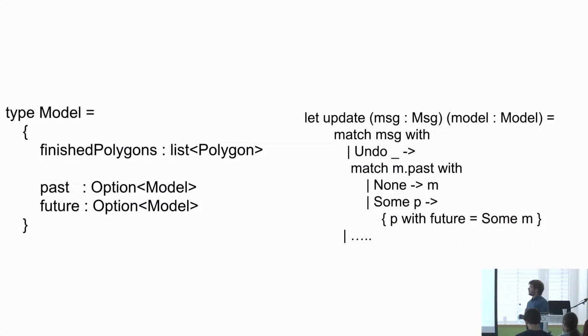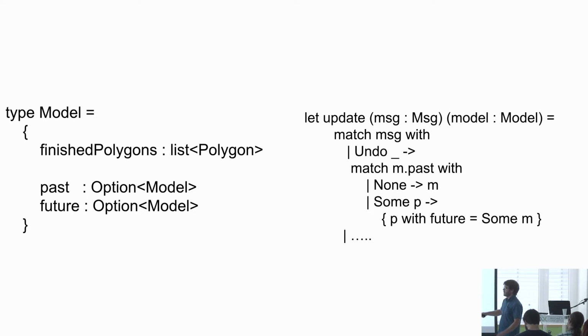What if we look at, for example, what do we get of this? If we have a model for a modeling tool where we model polygons, then we have polygons we just draw, and we additionally add a field which is called past, which is optional, because sometimes we don't have a past, the old model. This is now used for doing undo redo.